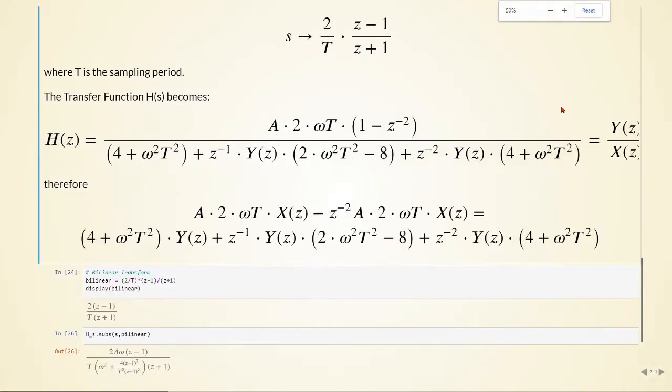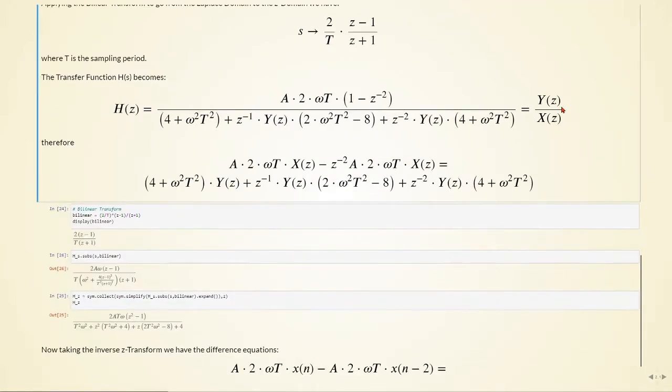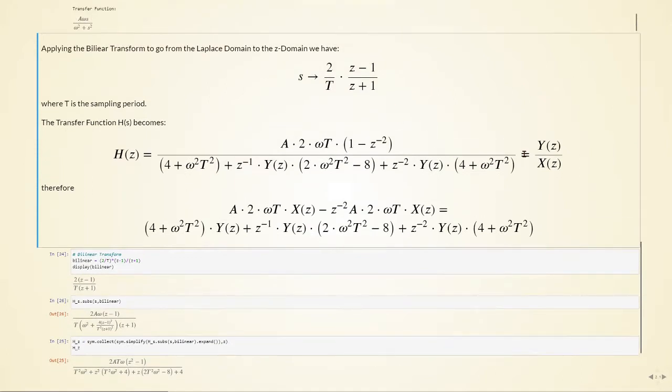we have this equation here, which is the transfer function now in Z, and from this transfer function we can have Y of z and X of z. So this is the definition of the transfer function, the output divided by the input, and then we just cross multiply here, we will have here. And now if we take the inverse z transform, we can get our difference equations.